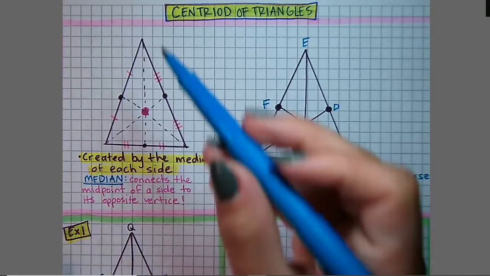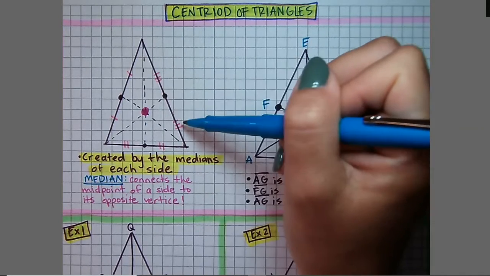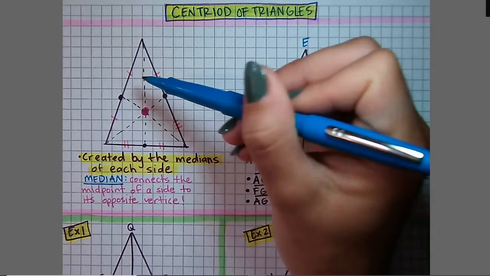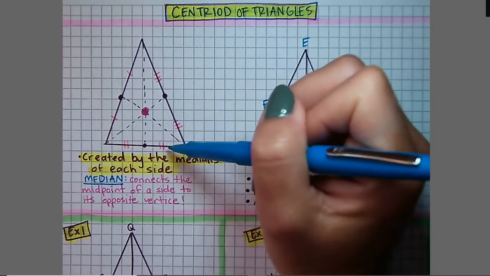What is cool about this is that since these are midpoints, this side is equal to this side, so it's just split completely in half. And then the same thing over here. So these are congruent, and these are also congruent.